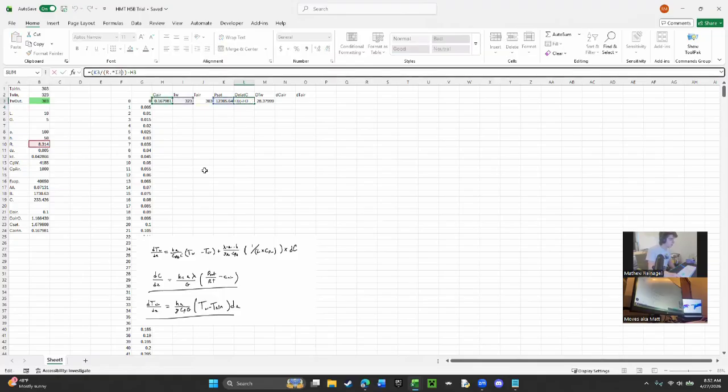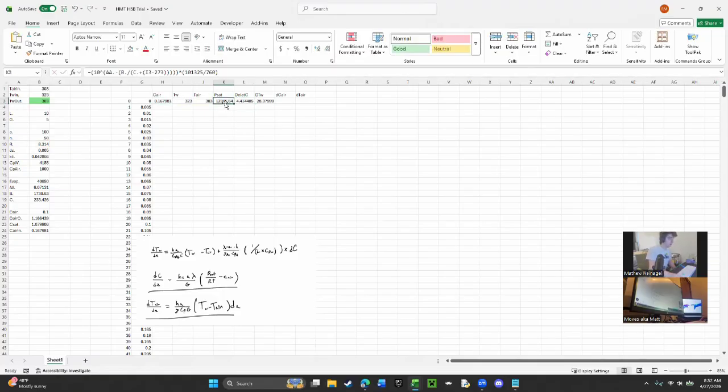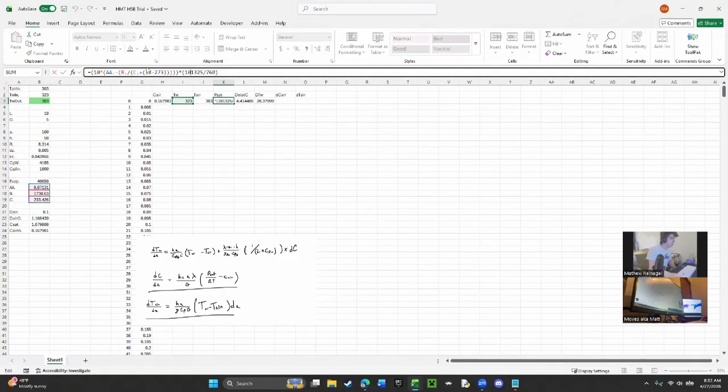I am suspicious of one of these values. I think I may have done some algebra wrong. The problem is that I think the P saturated might be a little bit too high.